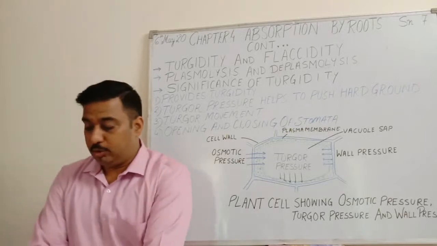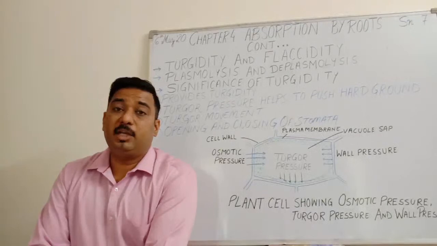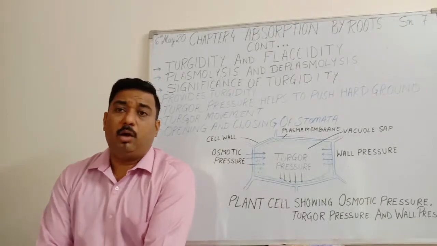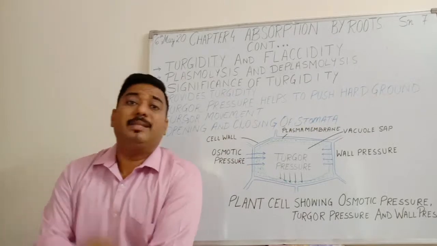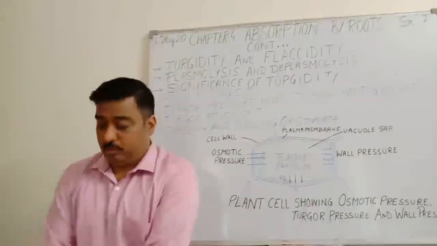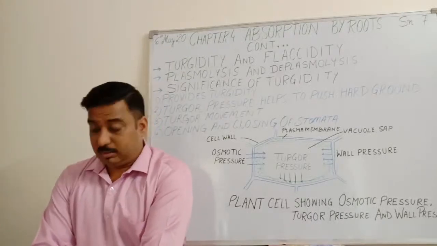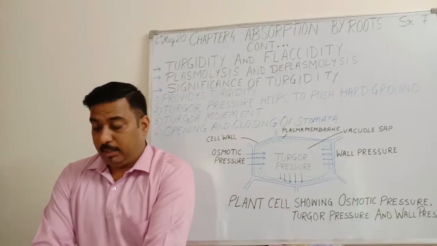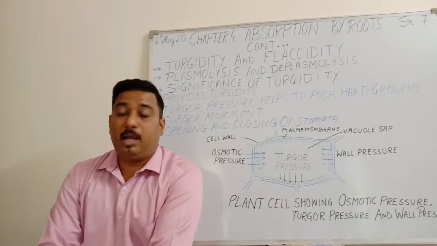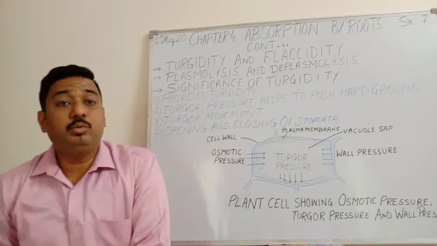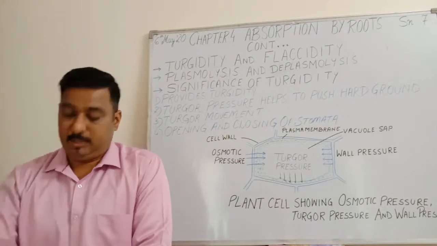Turgor pressure also helps to push through the hard ground. We may have seen a seed germinating, or a mushroom, when they come out of the soil or the sand. We have also seen the roots penetrate through the soil. Actually the tips of the roots are rigid, and it is due to this turgor pressure that they are able to penetrate deep inside the soil.